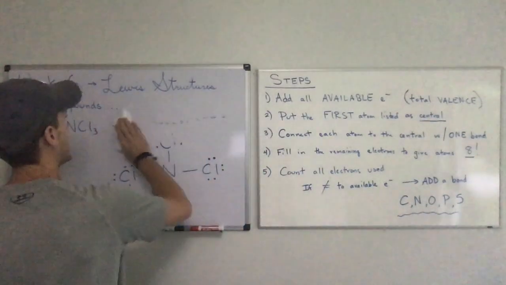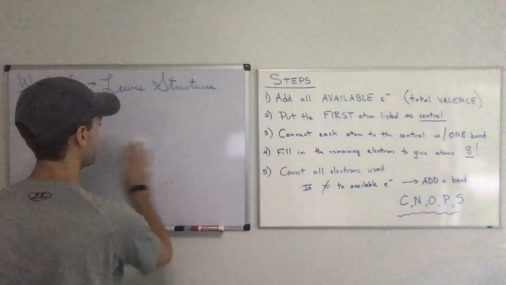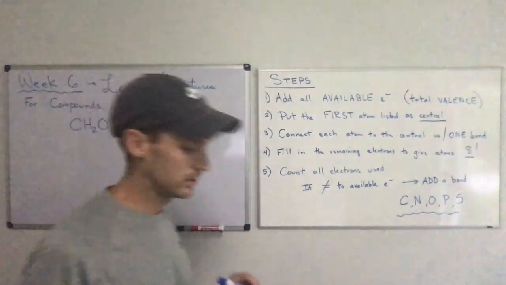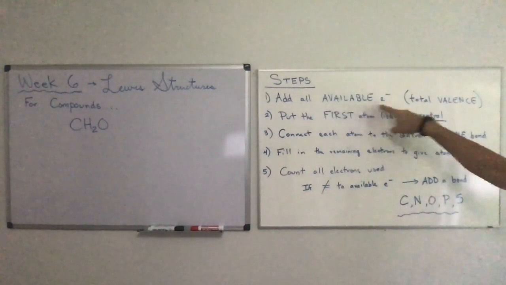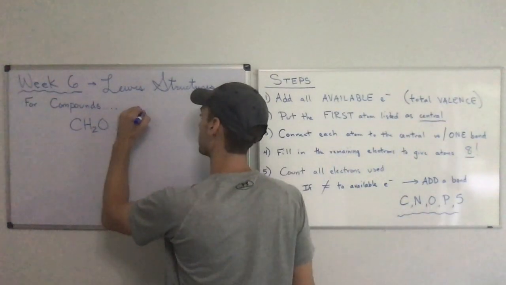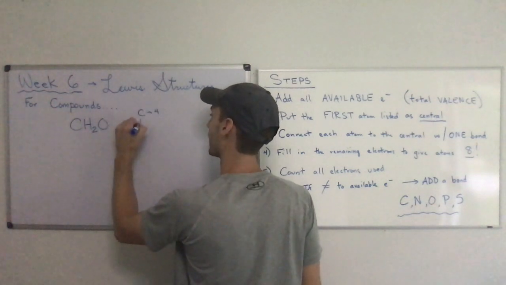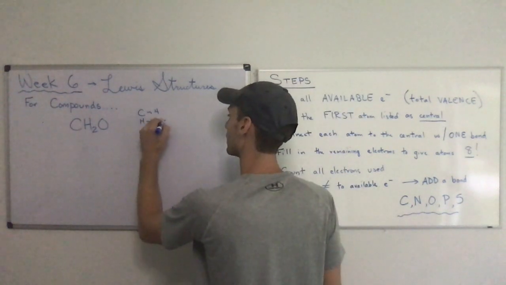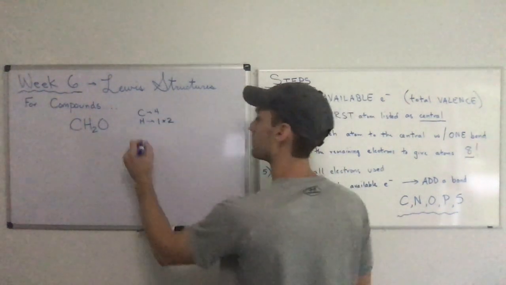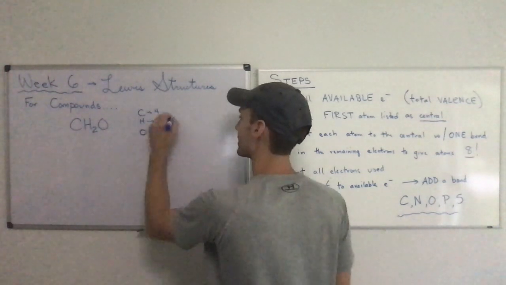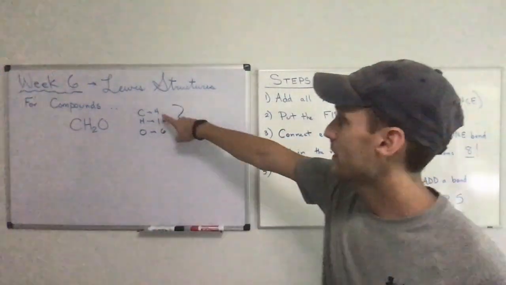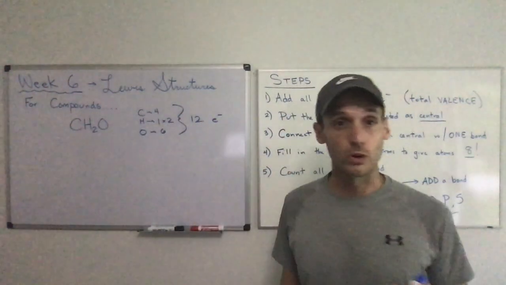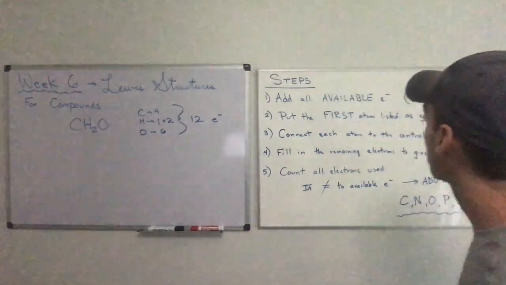Okay? The last one we'll do is a little trickier. It is going to be CH2O. All right. So first, add all available electrons. So carbon has got 4, hydrogen, each of them, they're in the first column over there, so they only have 1, but there are 2 hydrogens, so we'll multiply by 2. And then oxygen has 6, okay? So if we add all of that up, we have 10 and plus 2, so that's 12 electrons to work with. Okay, so keep that in the back of your mind as always.